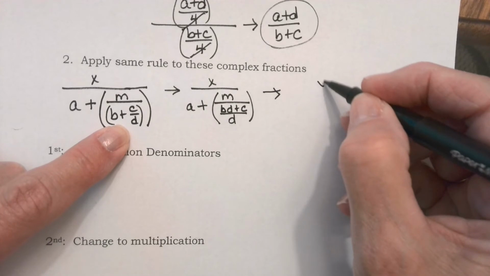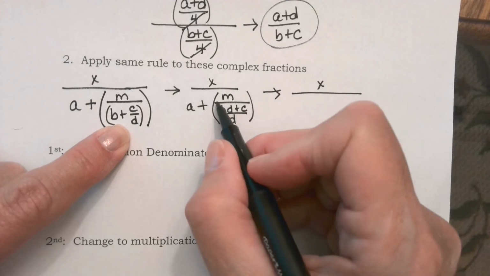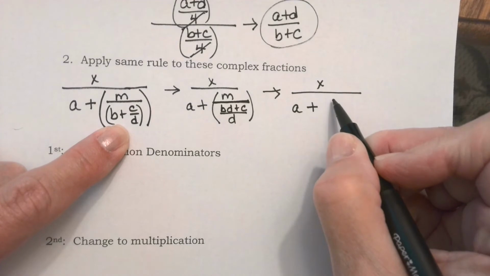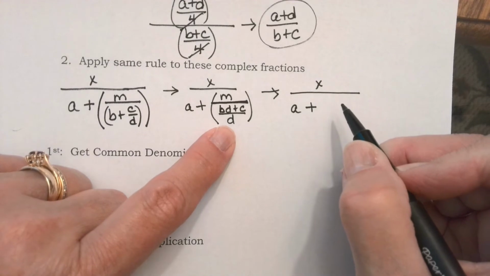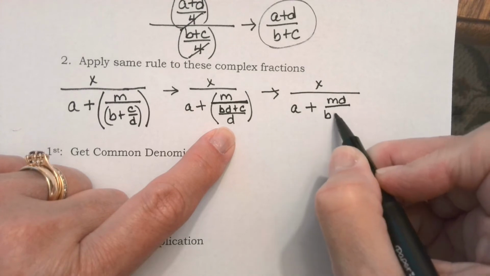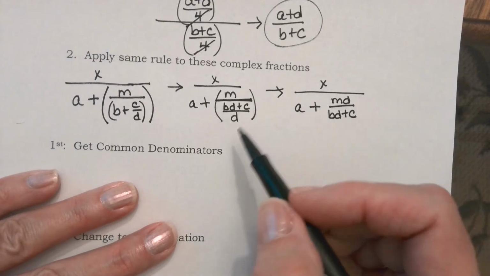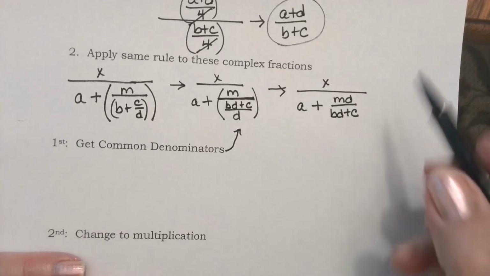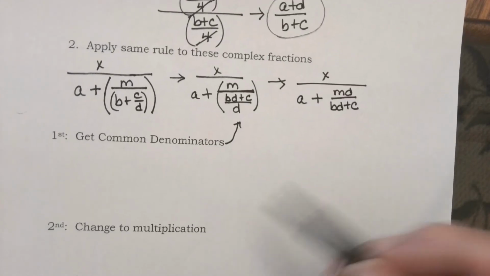So it's going to be bd plus c at the top. Now I'm going to take this and multiply the reciprocal of this to the top. Remember, this is the top of the fraction, this is the bottom. So I'm going to have md, so I'm going to take m and multiply by the reciprocal of this. So I'm going to end up with md over bd plus c. Okay, now what have I just done? Well, here I got the common denominator. Here I flipped it and multiplied it, which is what step 2 down here is talking about.